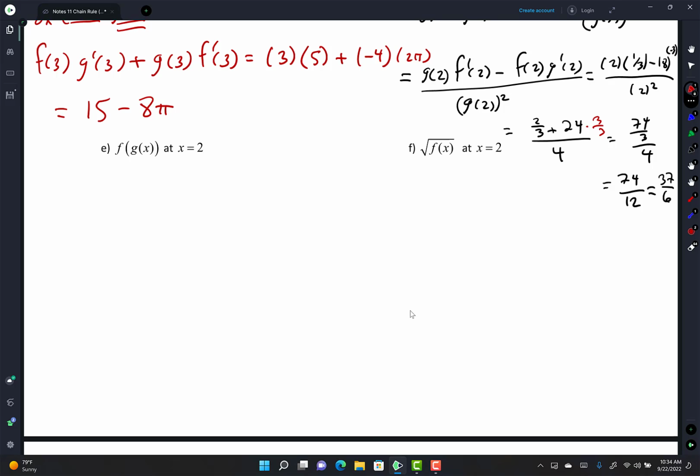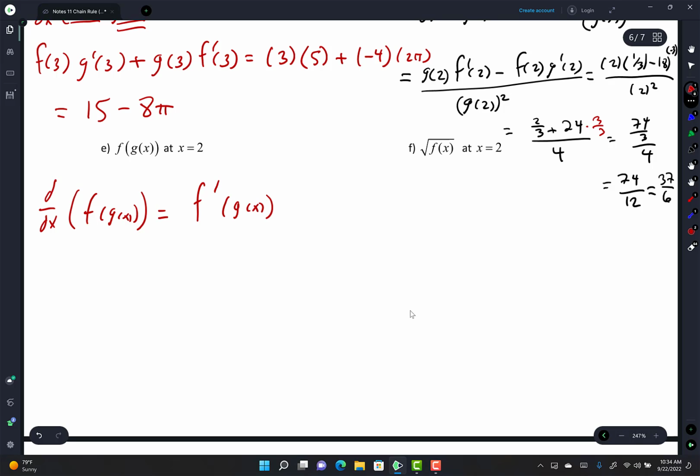All right. Here we go, guys. Letter E. What rule do I got to use for this one? No. This is not a product. This is chain. This is not f times g. Notice g of x is inside f. Do you notice that? Yeah, so here we go. I'm going to write d dx of f of g of x. There's a composite function. It is equal to the derivative of the outside, leave the inside alone, times the derivative of the inside. There it is. See?